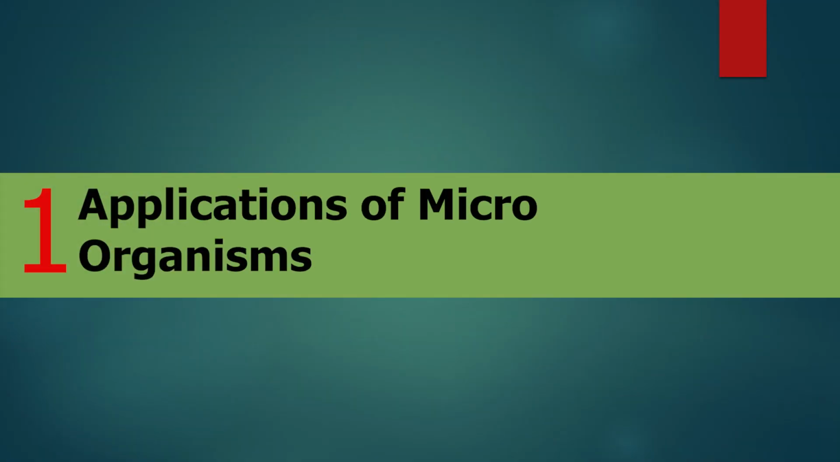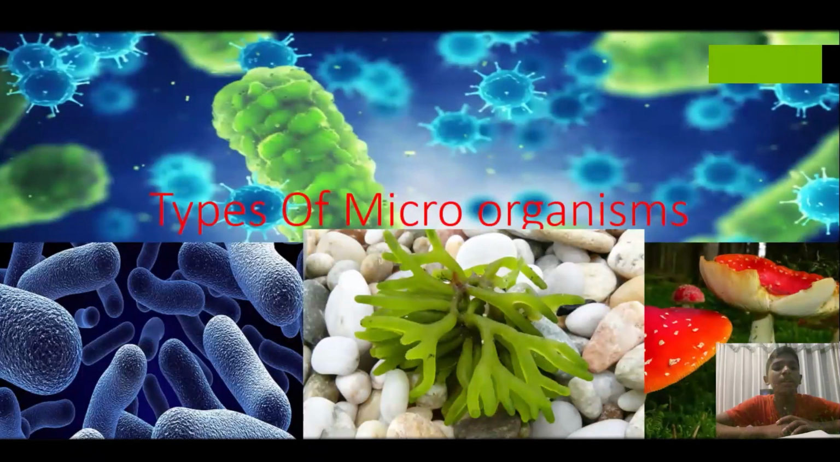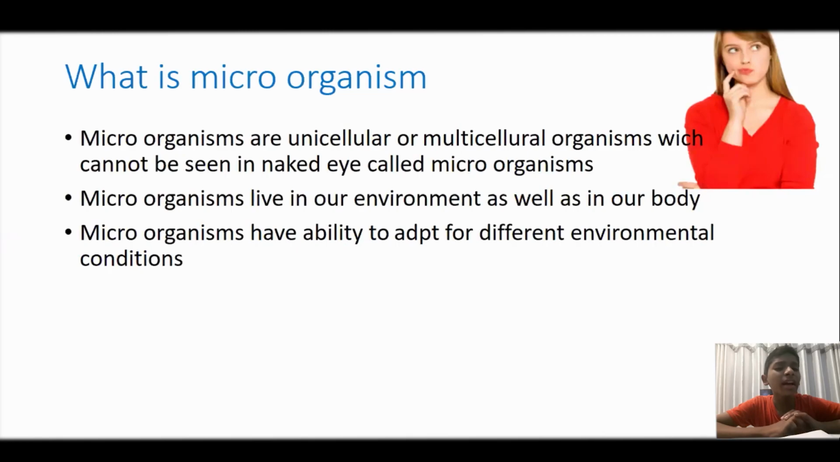Hello everybody, today we are going to talk about the application of microorganisms. Today we discuss types of microorganisms. What are microorganisms? Microorganisms are unicellular or multicellular organisms which cannot be seen with the naked eye. Microorganisms live in our environment as well as in our body. Microorganisms have the ability to adapt to different environmental conditions.